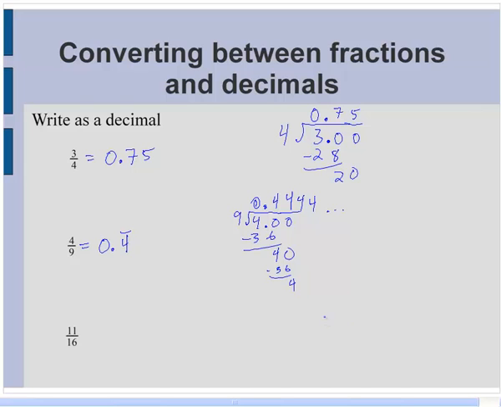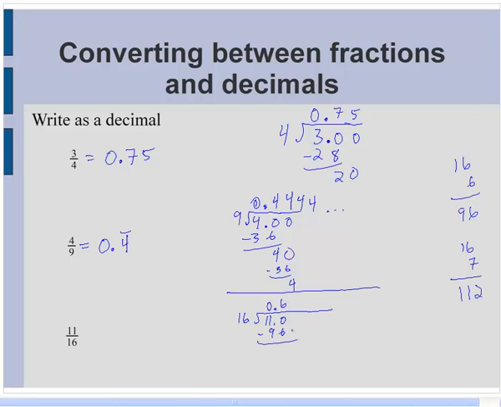All right, so 16 into 11. It doesn't divide into 11, but it'll divide into 110 6 times or 7 times? Let's see. 16 times 6 is 96, and 16 times 7 is 112. That's too much, so it'll divide in 6 times.